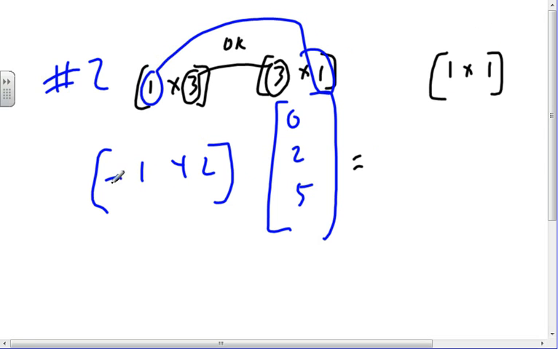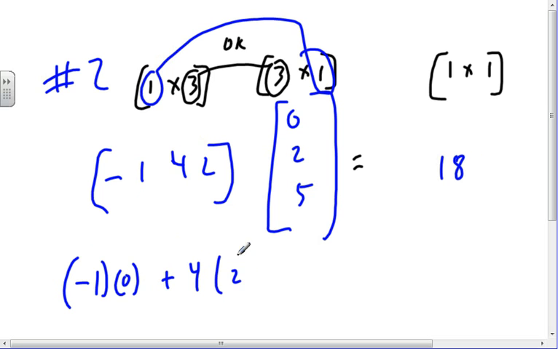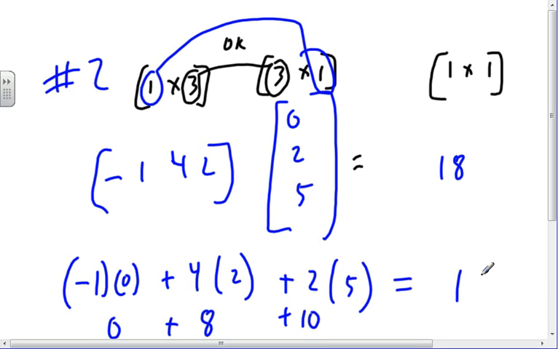That's all there is. All right, so I take my first row by the first column. Minus 1 times 0 is 0. 4 times 2 is 8. 2 times 5 is 10. 8 plus 10 is 18. The answer is 18. That's all there is. There ain't no more.